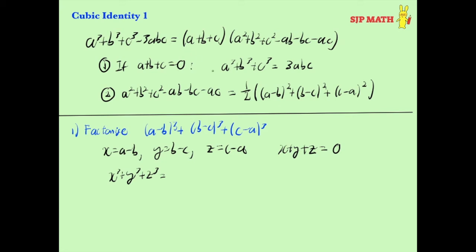Looking at this identity, if x plus y plus z is equal to 0, then x cubed plus y cubed plus z cubed will be equal to 3 times xyz, which is pretty useful here because we're looking for an expression for this. We can plug these expressions back into xyz to get that this expression can be factored into 3 times (a minus b) times (b minus c) times (c minus a). And there is our factored form.